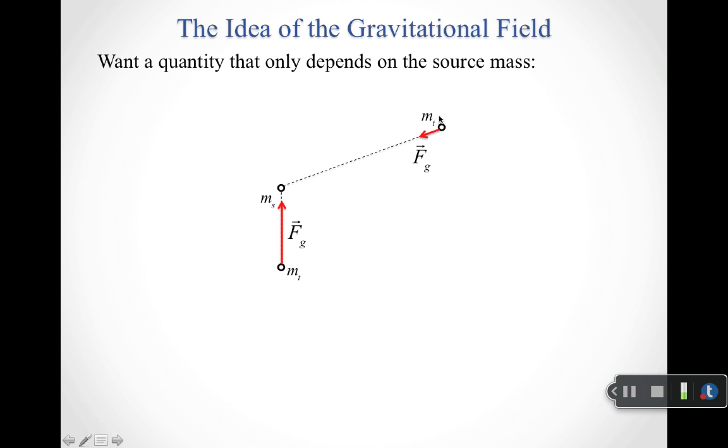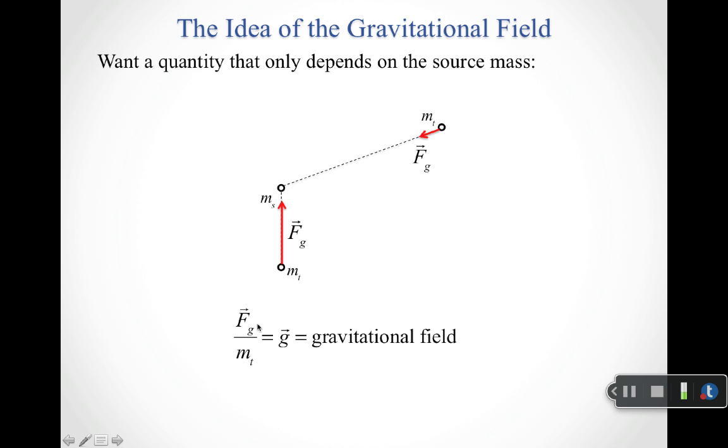But I don't want something that depends on what test mass I use. I want something that really only cares about the source mass and how far away I am from the source mass. So what we're going to do is define a quantity called the gravitational field. And so little g is going to be the gravitational field.